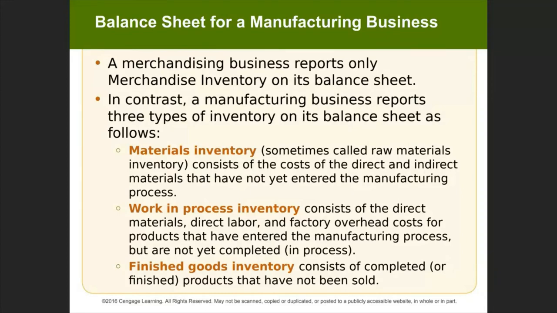Once we start manufacturing, we'll move into work in process inventory. Work in process consists of the direct materials, direct labor, and factory overhead costs for the products that we have started manufacturing, but they're not yet completed. They're in process. And then once we finish the product, we'll move it into finished goods inventory. This consists of completed or finished products that have not yet been sold.